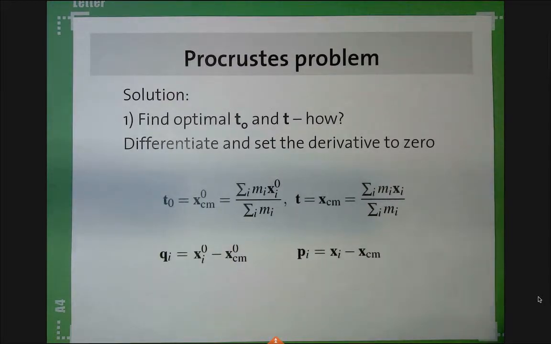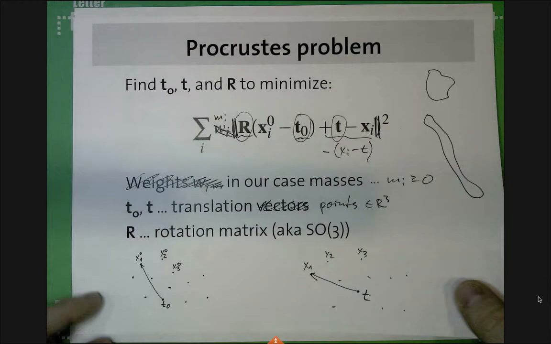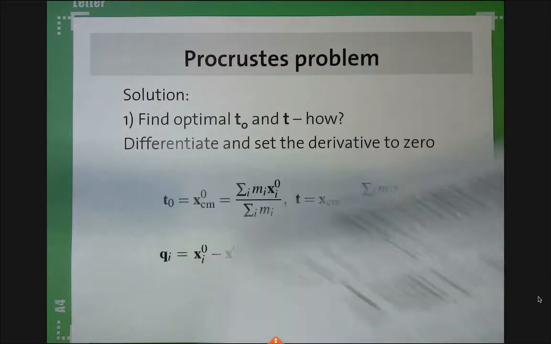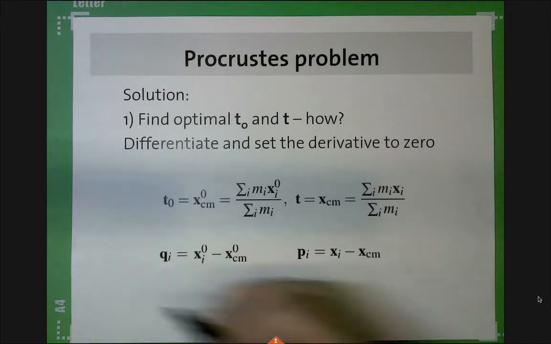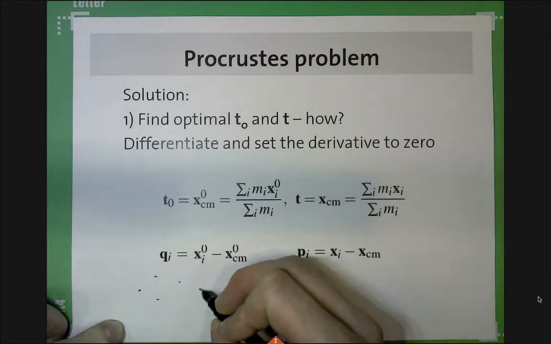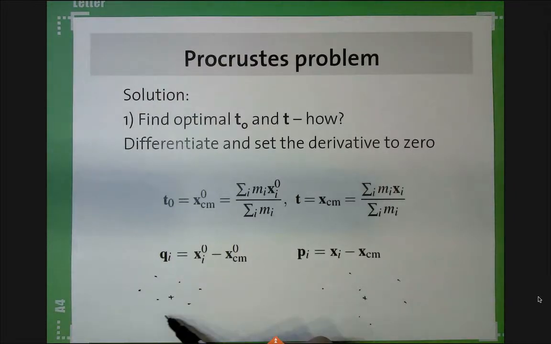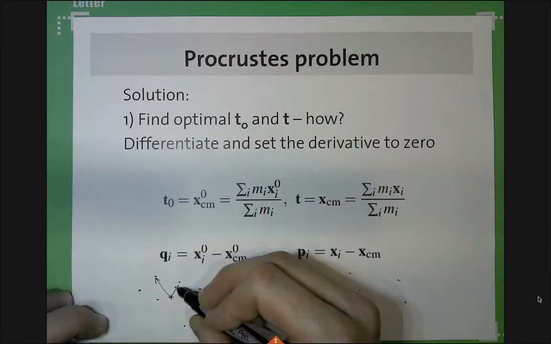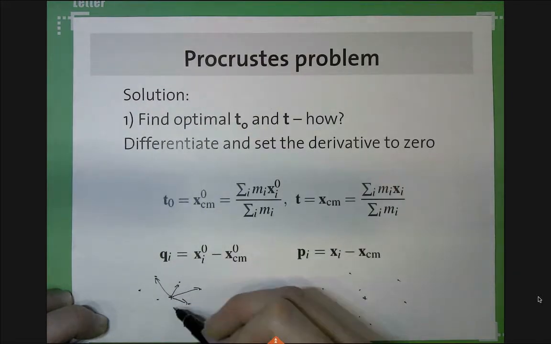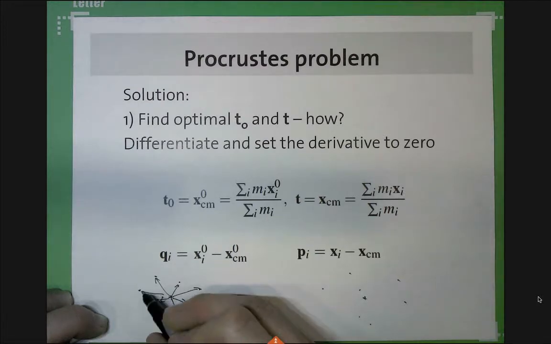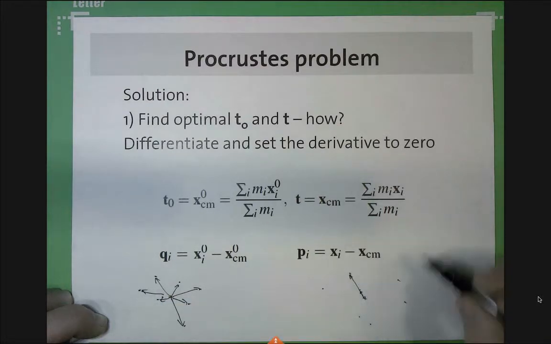So in this picture I was drawing here, let me draw another picture to make it more clear. If I have some cloud of points, and another cloud of points, the first step is that I compute their center of mass. This is the x0cm, this is the xcm. And the remaining part of the Procrustes problem consists in aligning these vectors. After I subtract the center of mass from all my points, I need to align the resulting vectors.